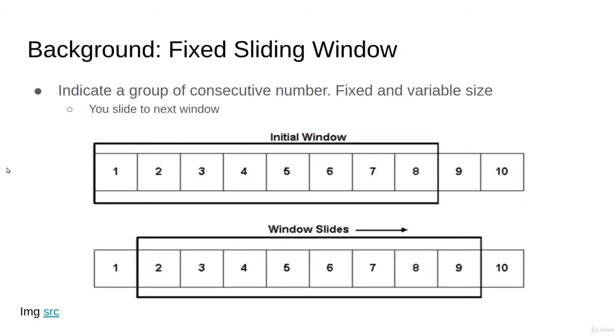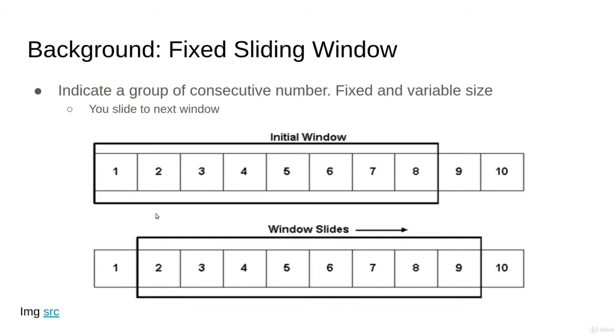Before learning about homework number 4, I would like to teach you a very common idea in computer science. We call it the sliding window. The sliding window is a window. Window means a set of consecutive numbers. Like here, we have a window of these 8 numbers.